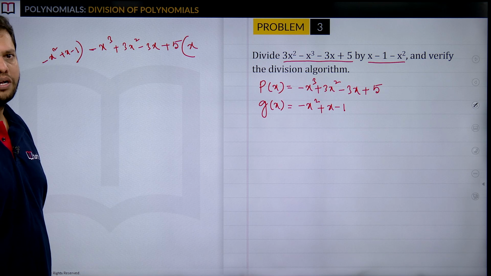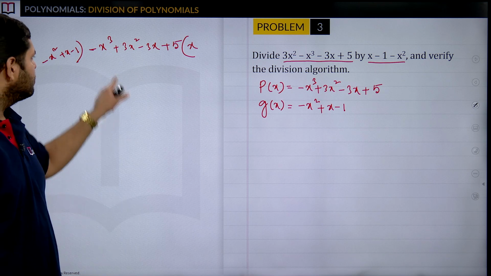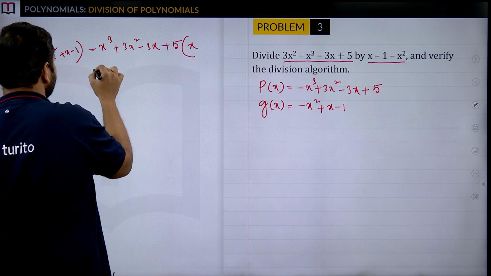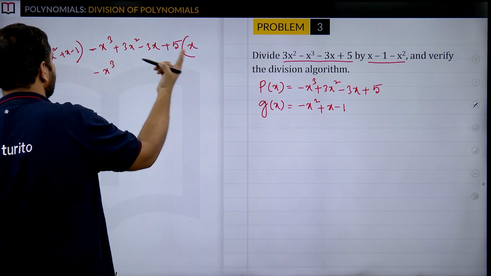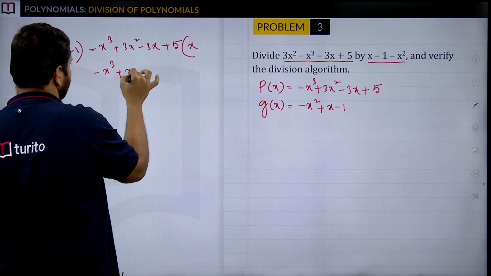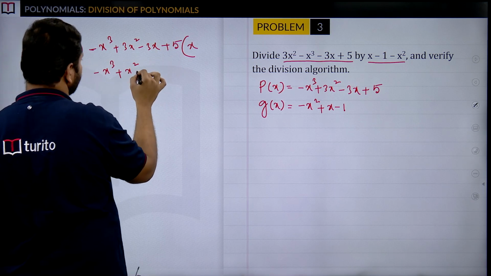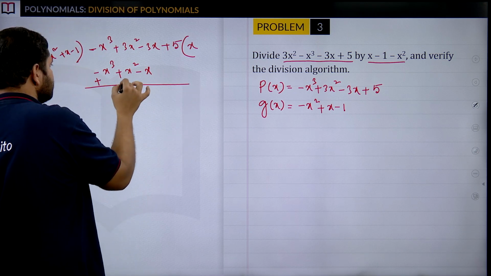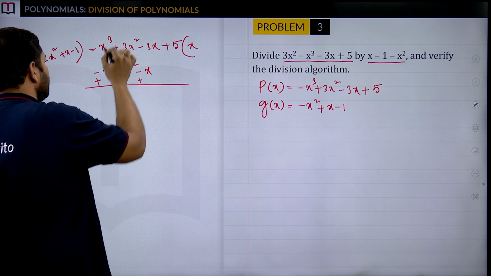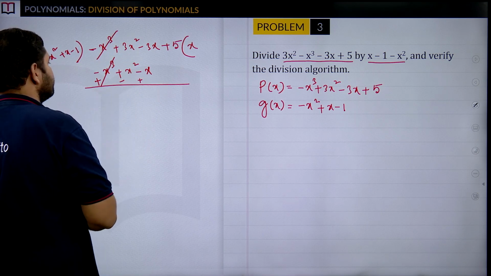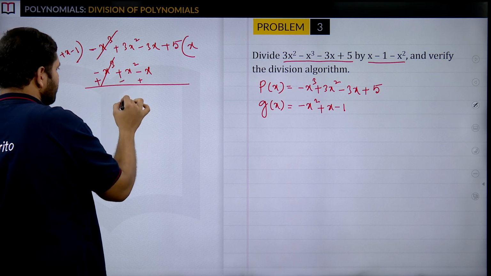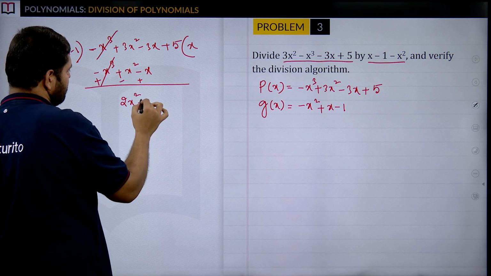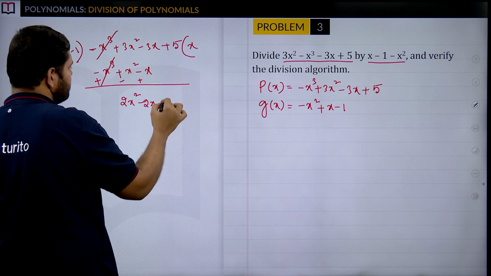If I multiply with only x, then I am going to get the expression minus x power 3. Now multiply, children. x into minus x square, we can say minus x power 3. x into plus x, x square. x into minus 1, we can say minus x. Children, subtraction means this is plus, this is minus, and this is plus. x power 3 cancels. 3x square minus x square, we can say 2x square. Minus 3x plus x, we can say minus 2x. And this is plus 5.